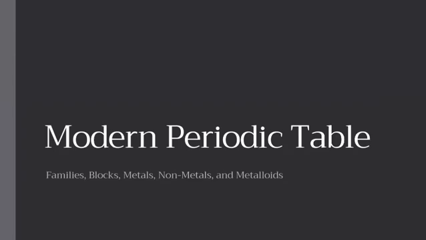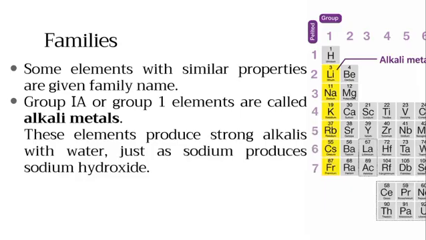Today, we'll decode the modern periodic table by understanding families, blocks, metals, nonmetals, and metalloids. Let's start with families. In the periodic table, elements with similar chemical properties are grouped together and given family names. These names help us instantly recognize how an element behaves.